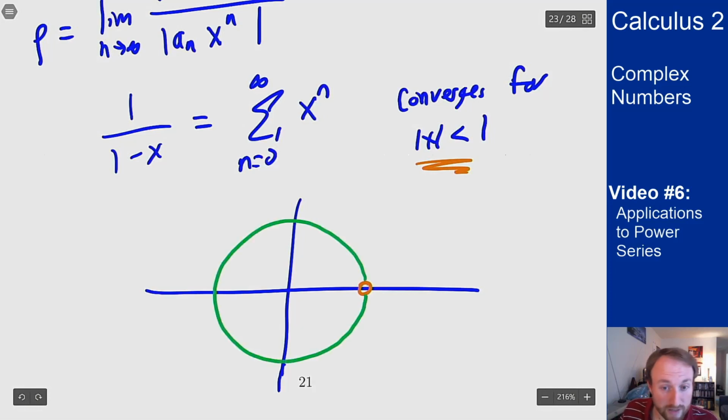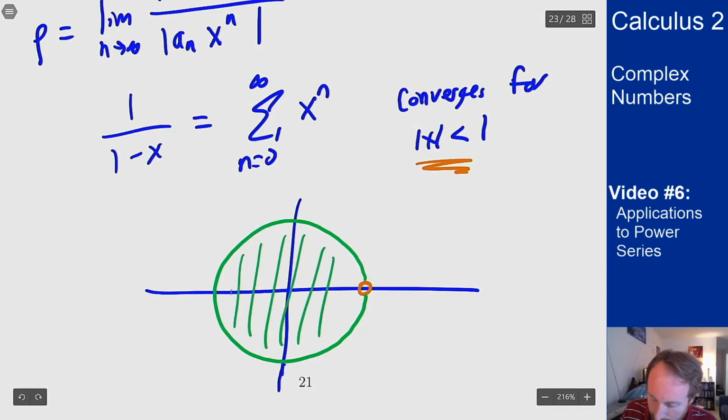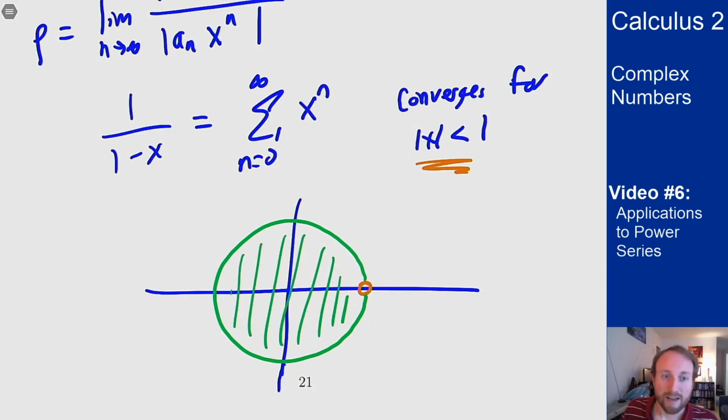But if I look at all complex numbers with this condition, what does that give me? That's a circle in the complex plane, or a disk. This entire area here, it's a disk of radius 1. Hence the term radius of convergence from before. It is the radius of this disk in the complex plane where this series converges.